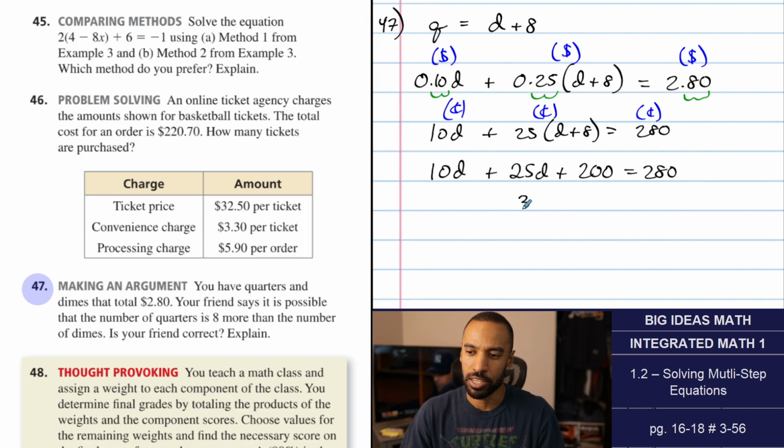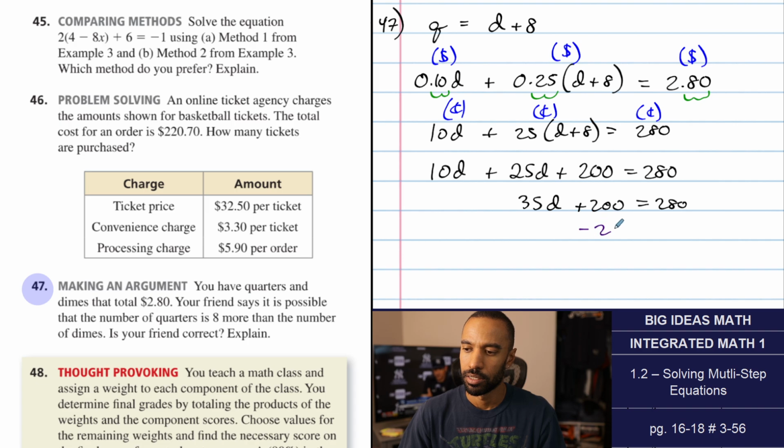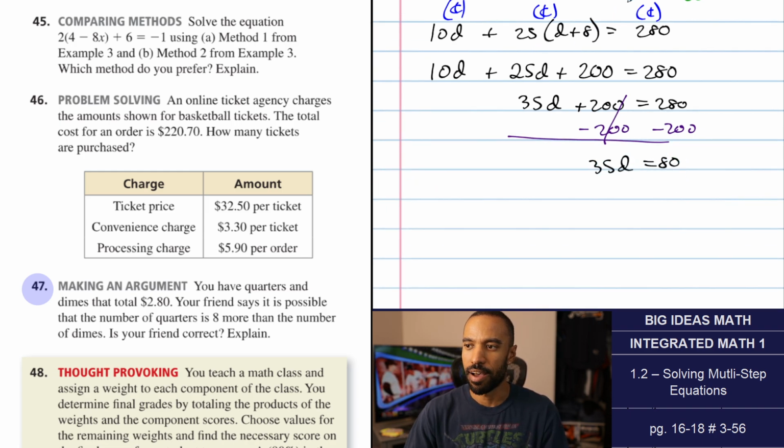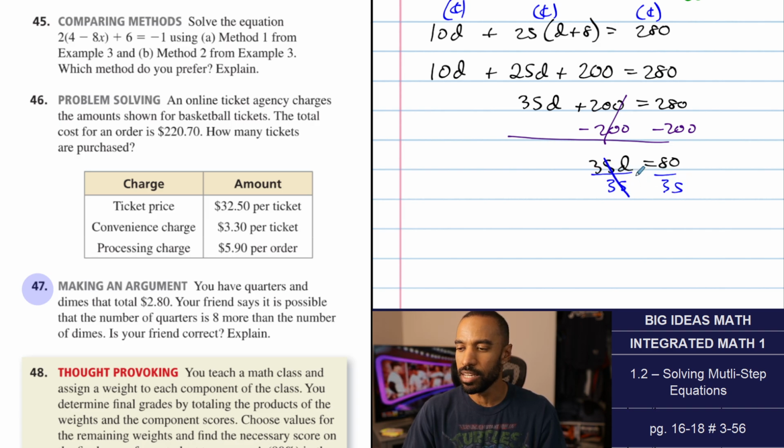10D plus 25D is 35D. If I subtract 200 from both sides, I get 80. And I divide by 35, and this isn't value, guys. This is number of dimes. 80 doesn't divide by 35 evenly. Let me go to the calculator here. 80 divided by 35, 80 divided by 40 would work. 80 divided by 35 is that number right there.